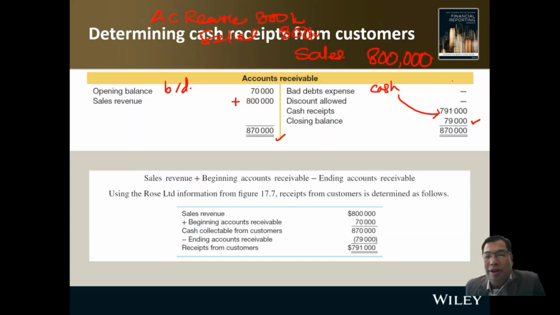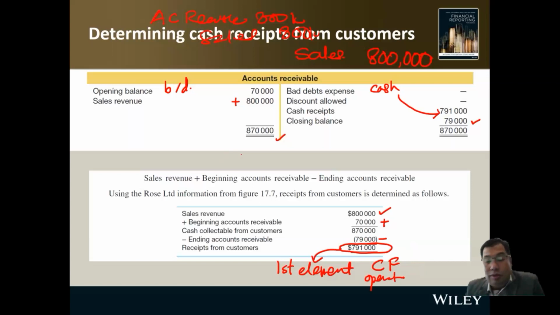I love to open the T accounts, but some of you might want to memorize the formula. Your receipt from customer is going to be sales plus the beginning minus the closing. So this gives you 791,000. So this will be your first element in your cash flow from operations.